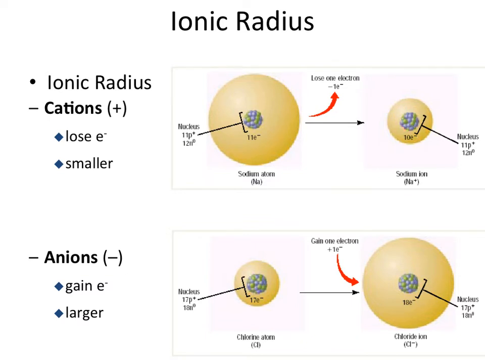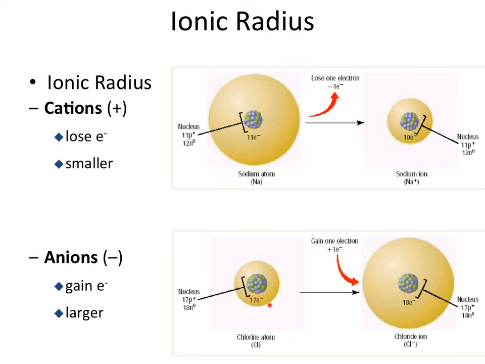Because of that, you see a size difference between your neutral atom and your ion. So basically, the effective nuclear charge is going to be greater in the sodium ion because there are fewer electrons and the same number of protons. So those protons are going to pull more tightly. So when you lose an electron to form a cation, the cation that you form is going to be smaller than the parent atom, being the sodium atom. Now, anions, obviously, are just the reverse of this process. In this case, we're looking at a chlorine atom.